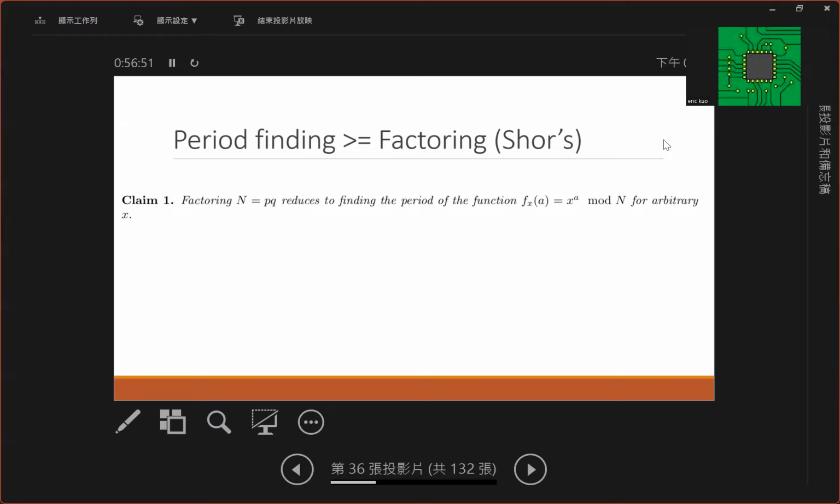For every X, if I keep taking multiples of X, starting with X squared, once I touch X to the phi of N, I always get 1. So this is a period function. The order of X is a factor of phi of N.